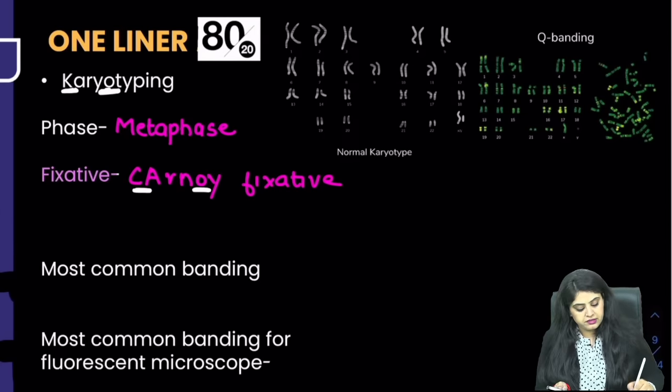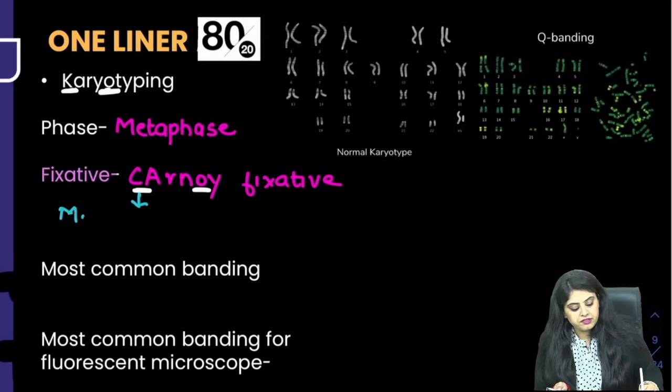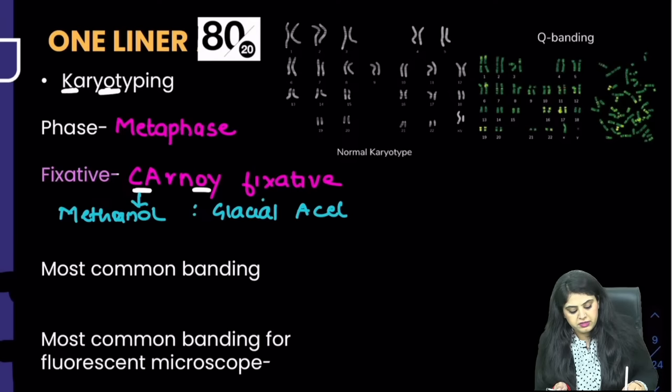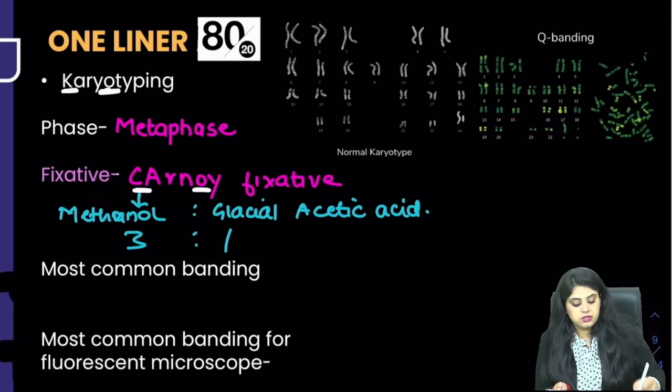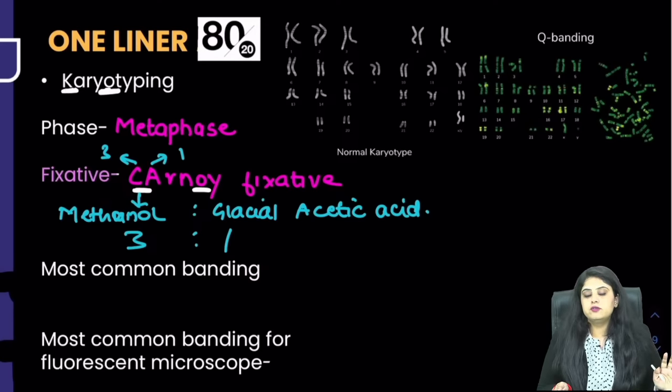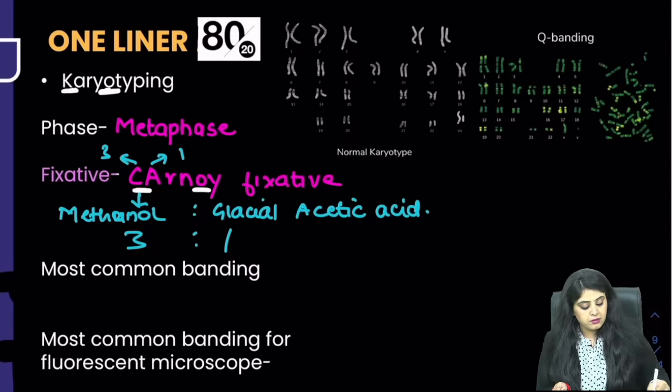Very good. Now, Carnoy fixative has what all? It has methanol and glacial acetic acid. And in what ratio? Please save up on time. Very good. Everyone's told me 3:1. How did you learn it? C is the third alphabet, A is the first alphabet. Done, 3:1 is the ratio. Next.